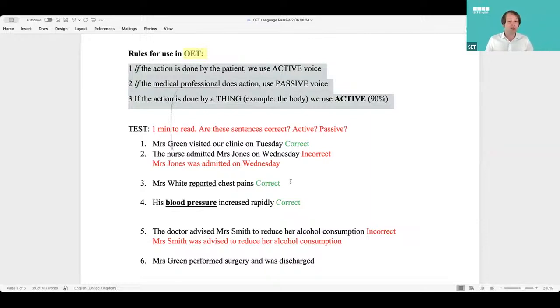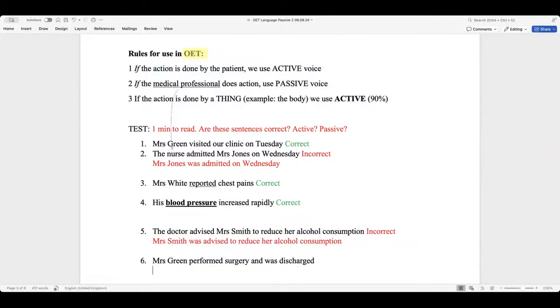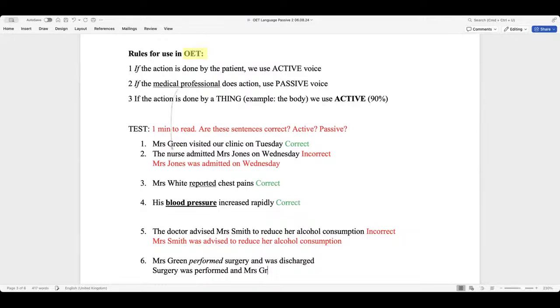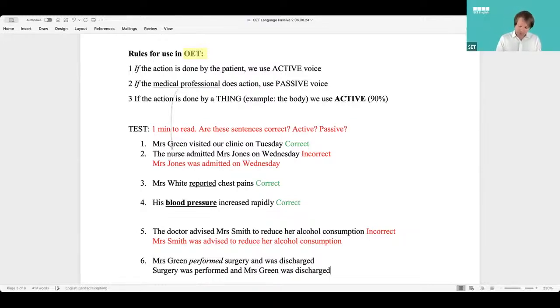Okay. Number 6. Mrs. Green performed surgery and was discharged. Is it correct, guys, or incorrect? Incorrect. Why? Because the surgery was performed by the medical professional. Mrs. Green is not going to do surgery on herself. That's crazy. So we need to say surgery was performed, and Mrs. Green was discharged. Nice, nice.